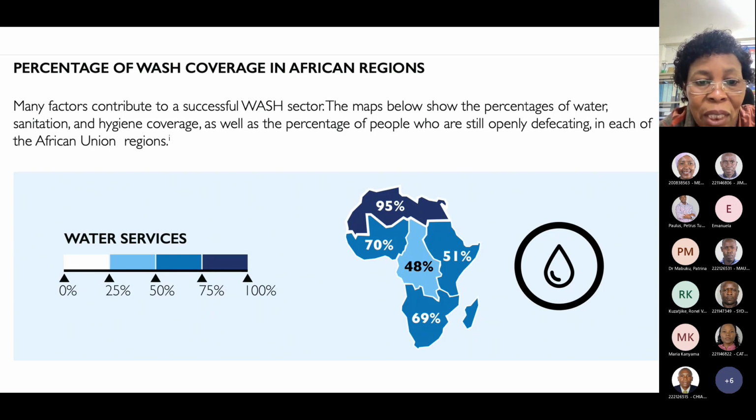In the water, that's water services, I think in this map, not I think, but I see, and we all can see, Central Africa is the worst case. Of course, East is also not a very good case in point, but North, West, and South are better off. And this speaks to my point earlier on that there are variations within the region.